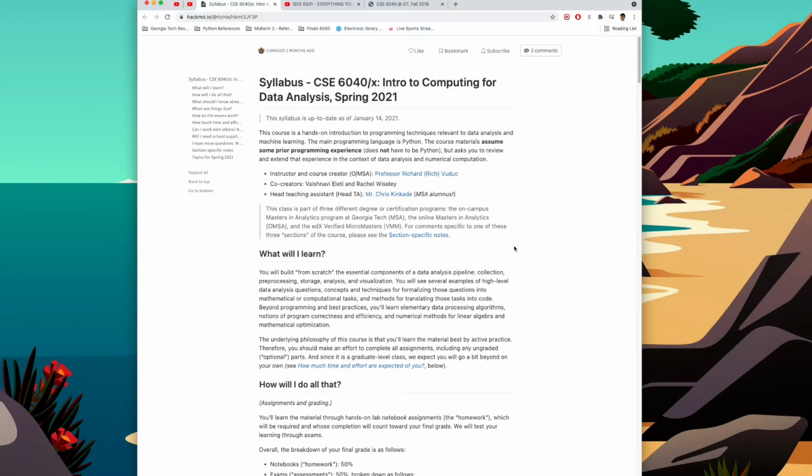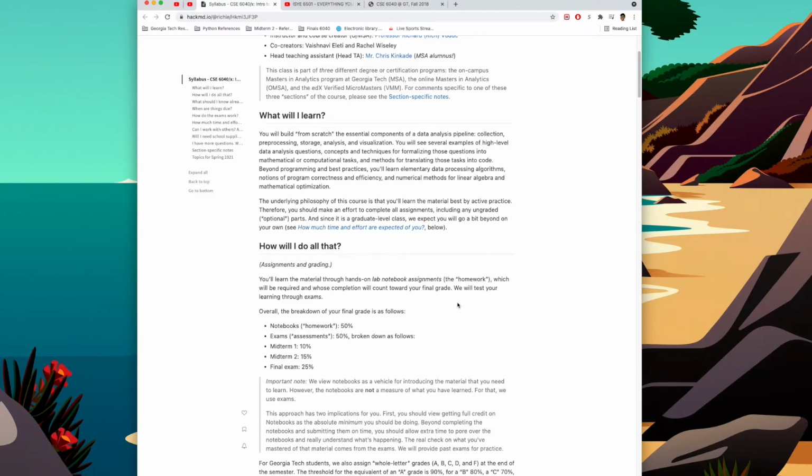So anyway, this is a syllabus. This will be posted in the description below. In the syllabus, you get an idea of what to expect, but I'll be focusing on the grade section because that's probably what you care the most about. And if you're someone who cares more about the class, then go in and read this stuff. It's very helpful. For the grade structure, we have notebooks or homework that is 50% of your grade.